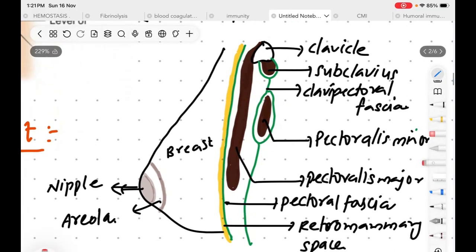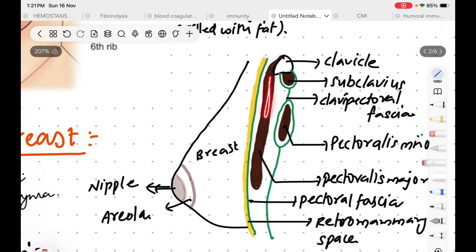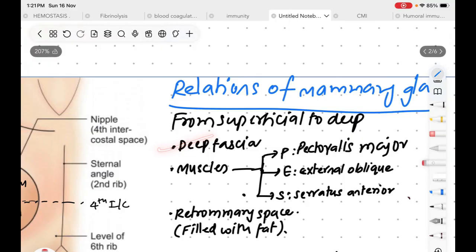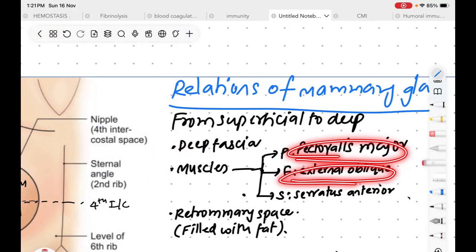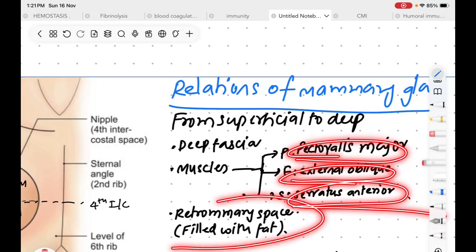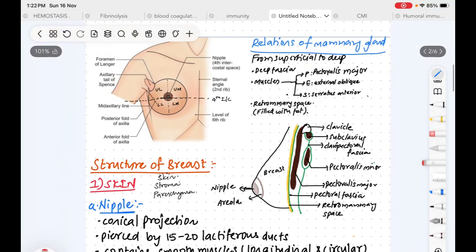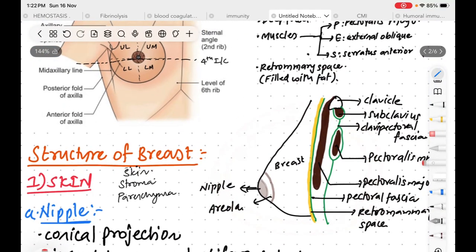You can appreciate here, this is the pectoralis major muscle, this is the clavipectoral fascia, and the yellow thing is the retromammary space. So from superficial to deep, the relations are deep fascia, muscles, pectoralis major, external oblique, and serratus anterior, and the retromammary space, which is filled with fat. You can reproduce this diagram in the exam.